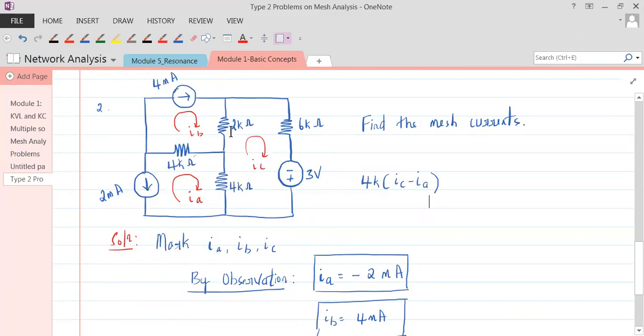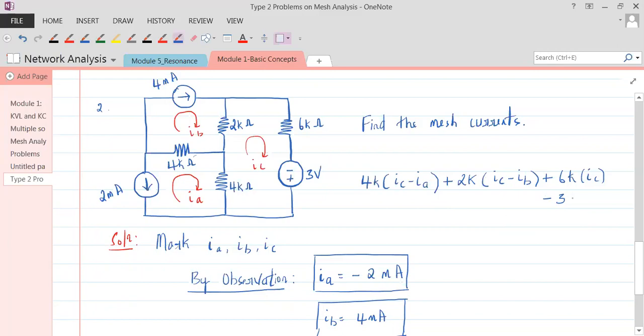Now we move ahead and go to this 2K. So it's plus 2K into IC minus IB. Then we have finished this, then comes this: 6K into IC. Then minus 3 we have. Minus 3 means that when we are moving in this direction, we come across the minus sign, so we say minus 3.